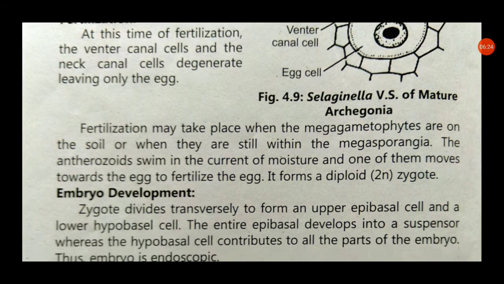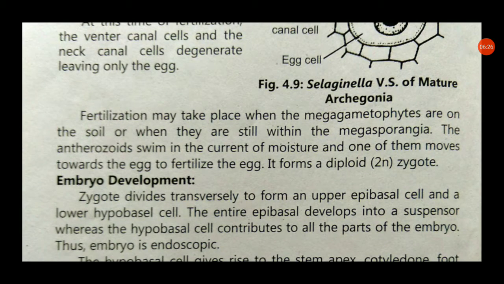The antherozoid swims in the current of moisture. With the help of the moisture current, the antherozoid swims and reaches the egg, and fusion takes place between the antherozoid and the egg, forming the diploid zygote. We know that this is the formation of the diploid zygote.